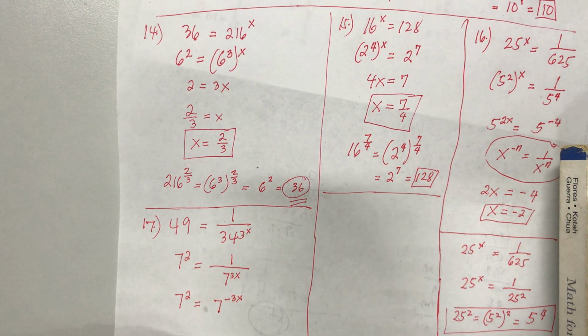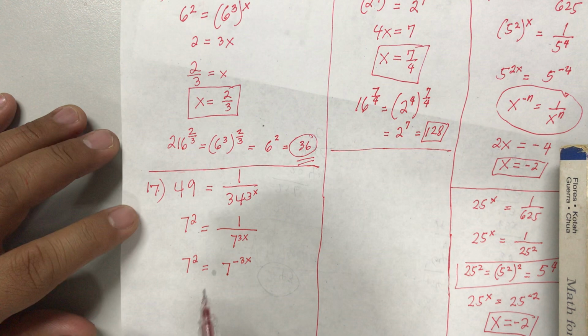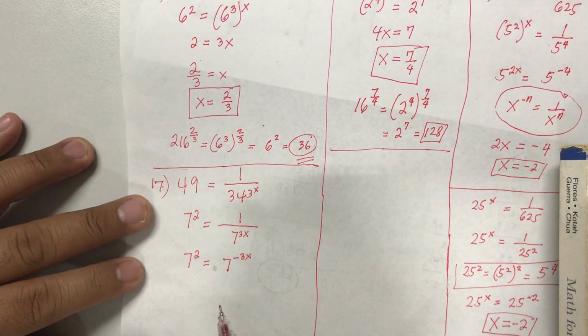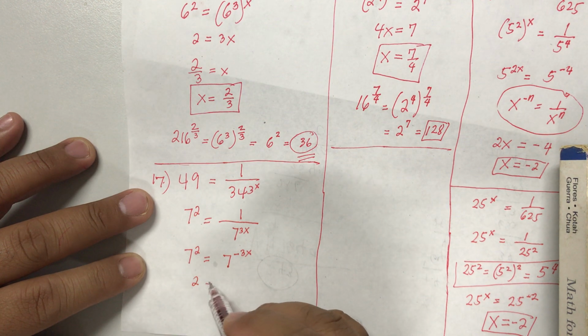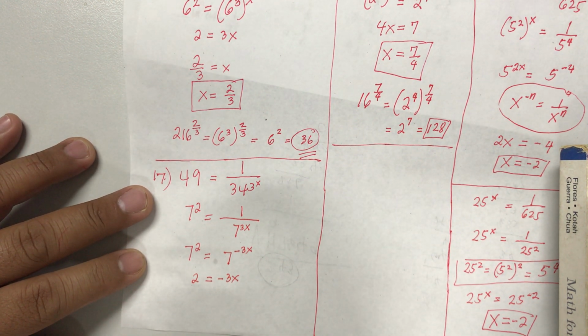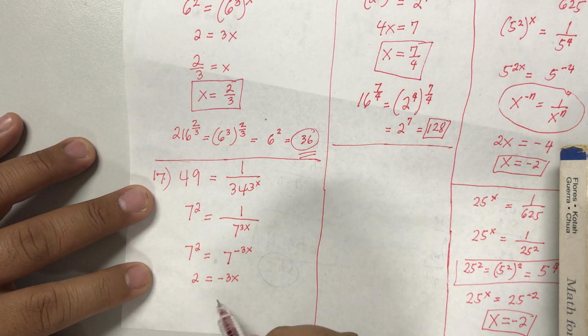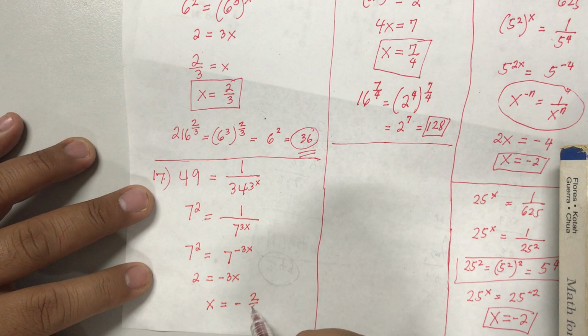You follow? If the two expressions are equal and their bases are equal, it follows that their exponents are equal. So 2 is equal to negative 3x. Dividing both sides of the equation by negative 3, therefore, x is equal to negative 2/3.